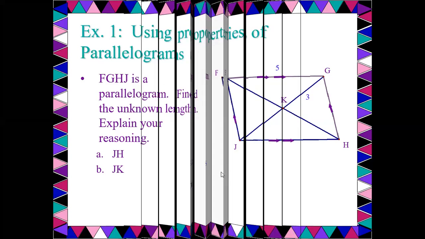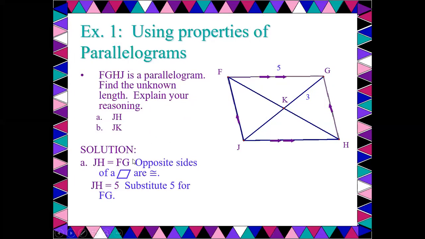So ano ngayon ang reasoning natin dyan? Sasabihin nyo lang yung theorem na discuss natin kanina: JH equals FG because opposite sides of a parallelogram are congruent. And then FG is 5, substitute 5 for FG. So si JH is also 5.